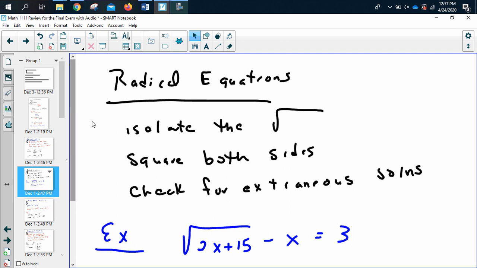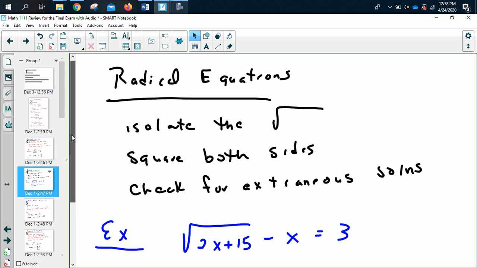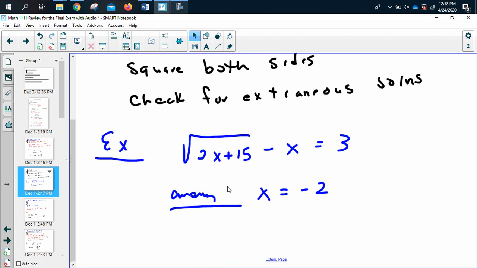Okay, radical equations, and the way you want to do that is isolate the radical, square both sides, and be sure you check for extraneous solutions. Here's an example with the answer, so please try that one.